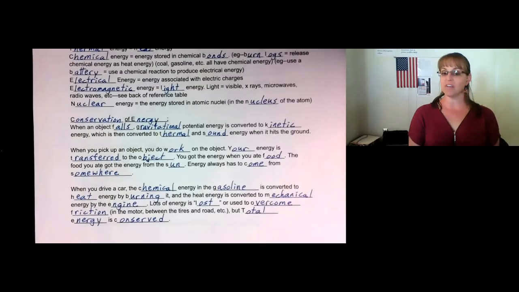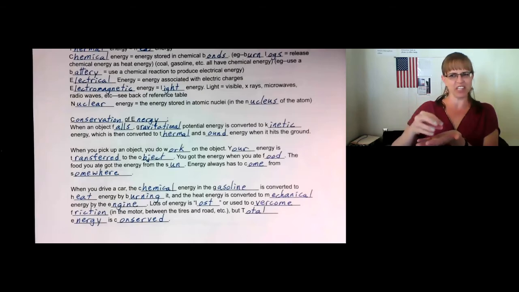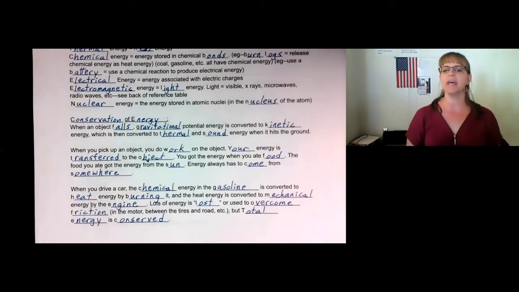There is a law of conservation of energy, and it says that energy can neither be created nor destroyed, but it can change forms. Therefore, when an object falls, gravitational potential energy is converted to kinetic energy. When it hits the ground, it converts to potential and then back to kinetic, but eventually the ball stops moving. So where does that energy go? It's actually turned into thermal energy.